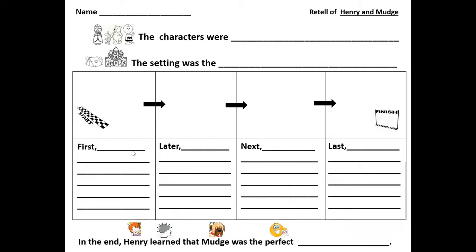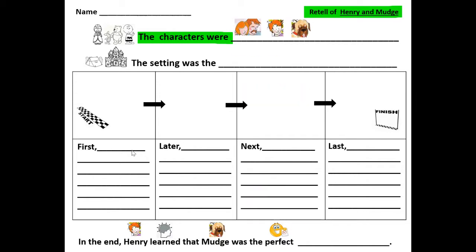So boys and girls, if we were in class, your teacher might give you this. We're going to do a retell of Henry and Mudge. So retell, that means we're going to tell the story again. So our first part of our story, we're going to talk about who the characters were. Say them out loud. The characters were... Well, the characters were the parents, Henry, and Mudge, the dog.